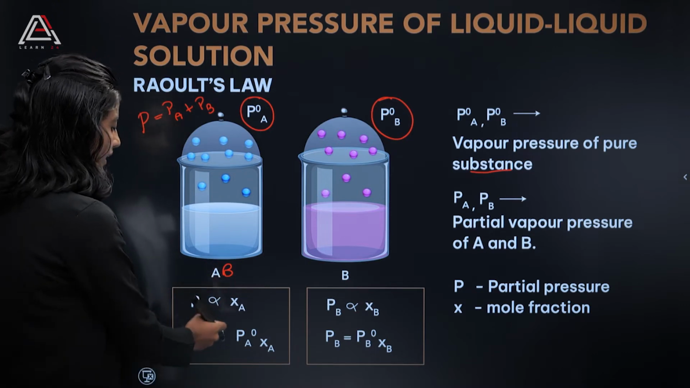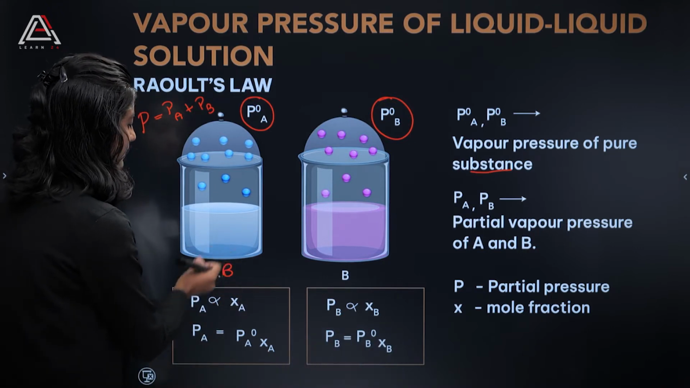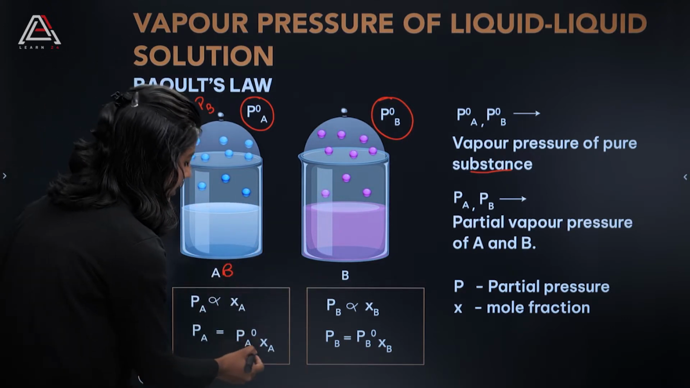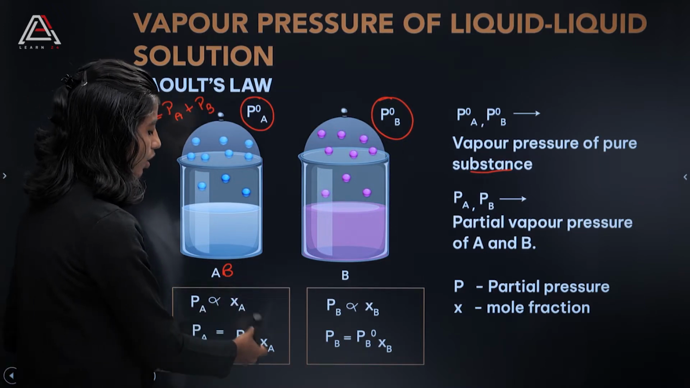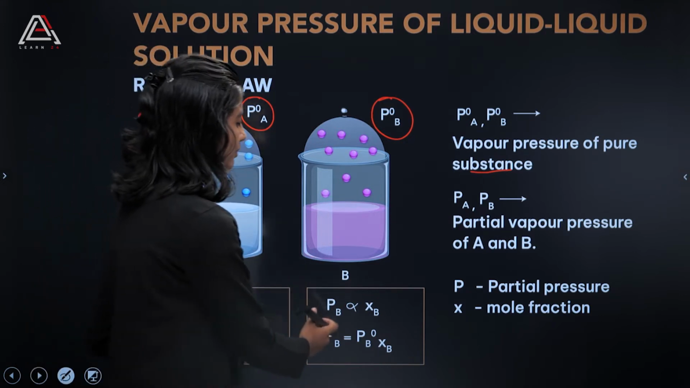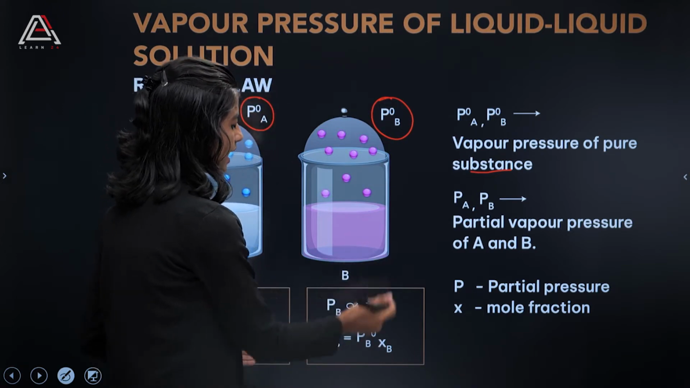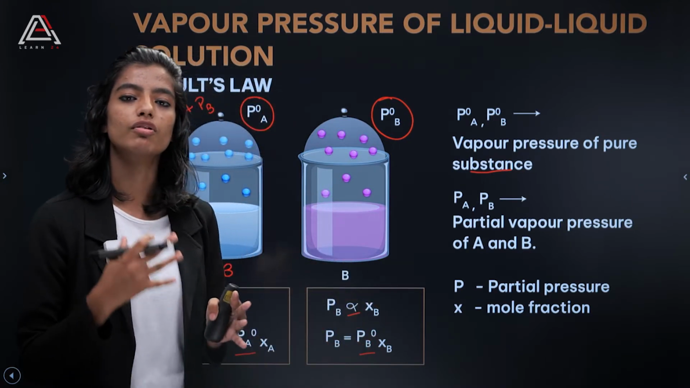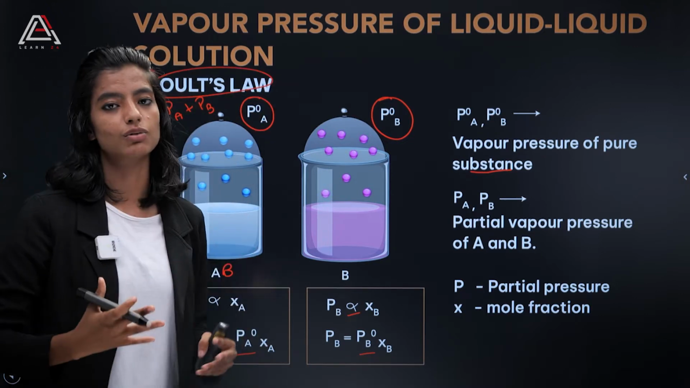Now, PA is directly proportional to the mole fraction of A. In order to remove this proportionality sign, I add a constant called PA0. Now, PA will be equal to PA0 into the mole fraction of A. Similarly, PB will be directly proportional to the mole fraction of B. To replace this proportionality sign, I add a constant called PB0. Now, PB is equal to PB0 into the mole fraction of B. This is Raoult's law.